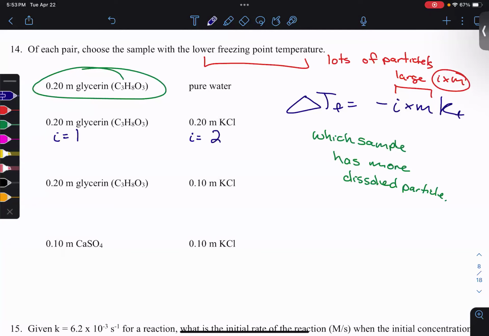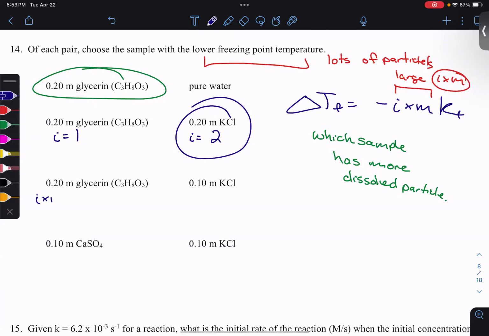So notice here, your I times M for KCl is larger because you get 2 particles. It's a BOGO deal. You put 1 in, you get 2 out. All right, so now this time it's glycerin and KCl again, but the concentrations are different.